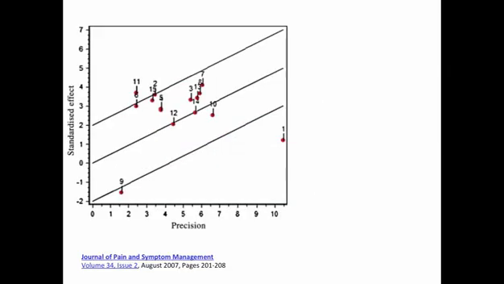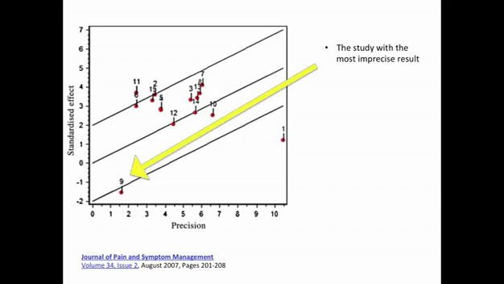Here is an exercise to recap our skills when reading a Galbraith plot. Identify the study with the most imprecise result. Study number 9 is closest to the origin. This is the study which is most likely to be imprecise. Identify the study with the largest effect. Study number 7 has a large effect size, nearly 4.